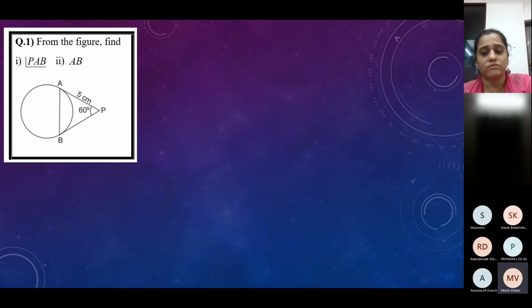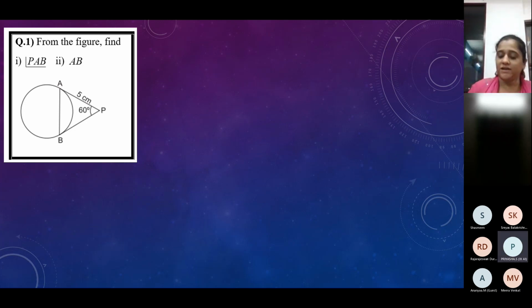It's an equilateral triangle because each angle of the triangle is 60 degrees. So all the sides are equal. Correct. Very good. Shreyas, Meera, very good. And Pranav Rajan, very good.